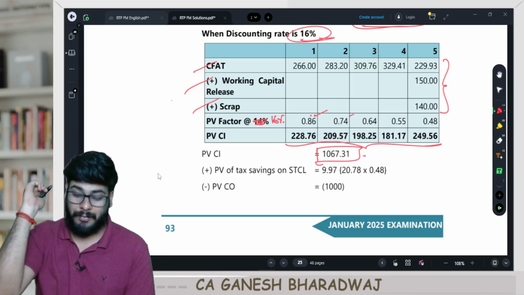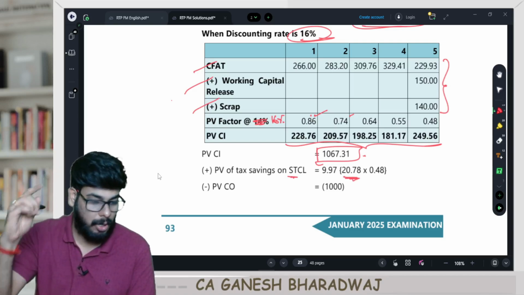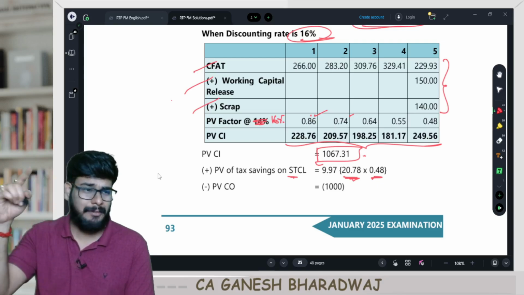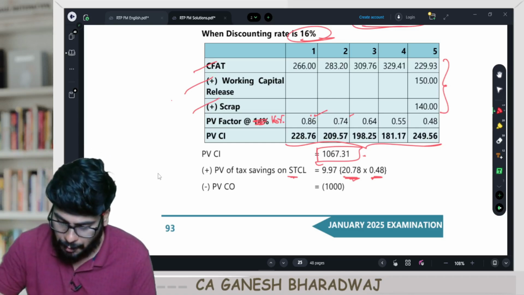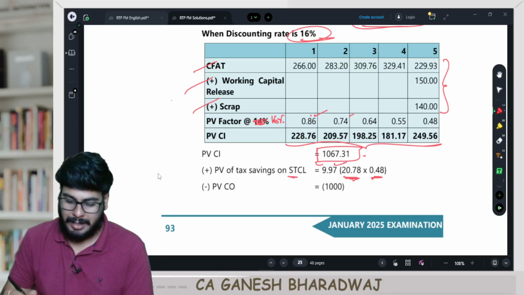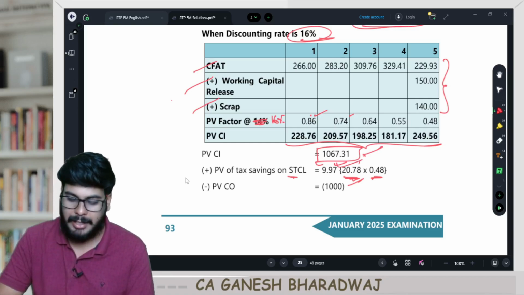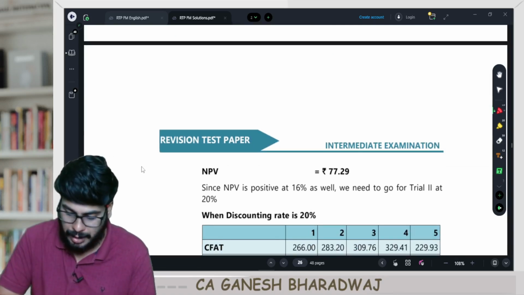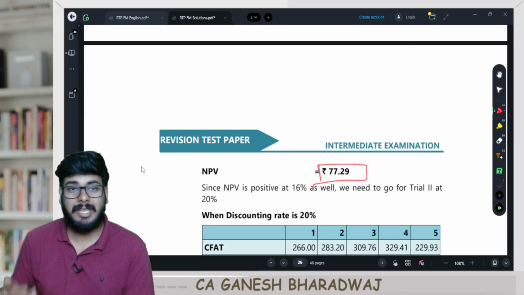Plus there is a present value of tax saving on short-term capital loss. So 20.78 is a tax saving on short-term capital loss into 0.48. 0.48 is nothing but your present value factor for 16% at the end of the 5th year. If you multiply that, this is going to be your present value of tax saving, and of course we know that the present value of cash outflow is going to be 1000. So 1067.31 plus 9.97 minus 1000. How much is the NPV you get? If you take a discount rate of 16%, you still get a positive NPV of 77.29, right? So NPV is positive here also.